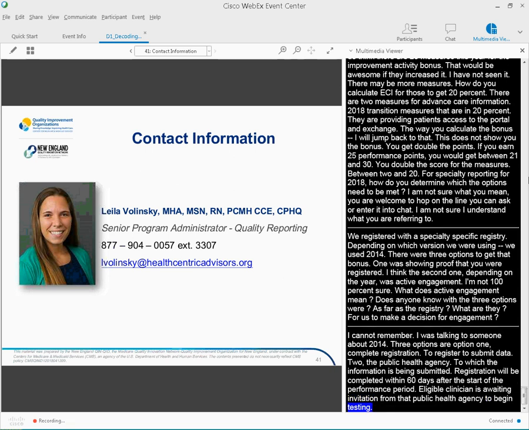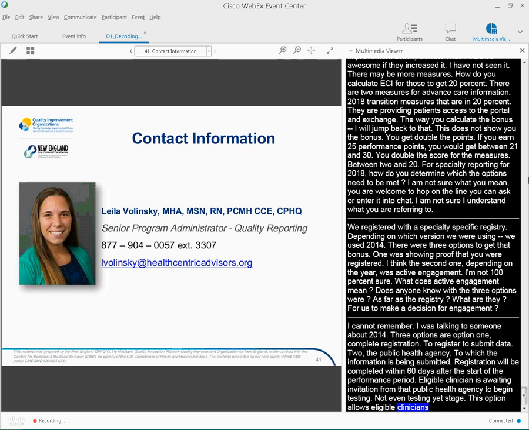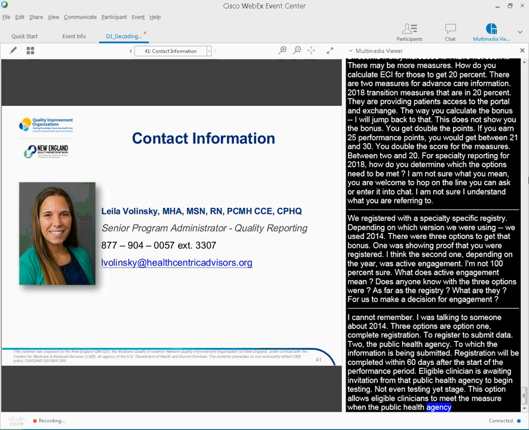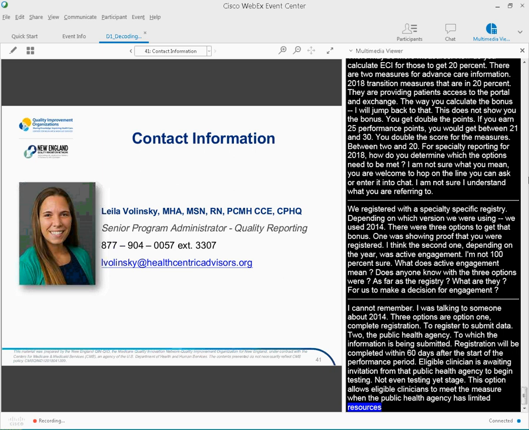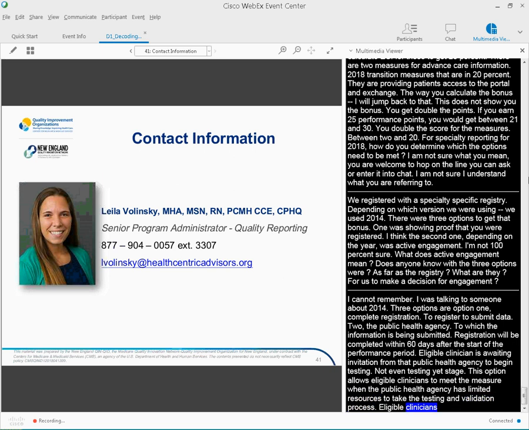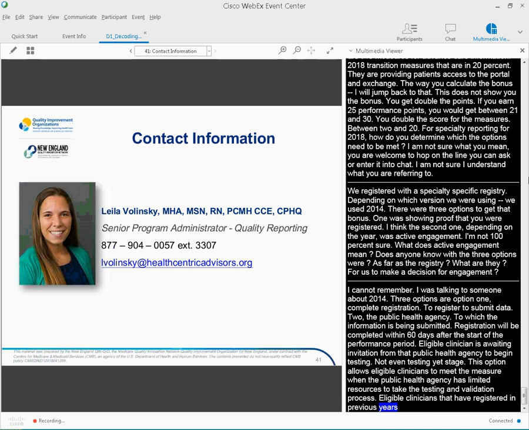This option allows MIPS eligible clinicians to meet the measure when the public health agency has limited resources to initiate the testing and validation process. MIPS eligible clinicians that have registered in previous years do not need to submit an additional registration to meet this requirement for each performance period. So that's option one. Option two is testing and validation.